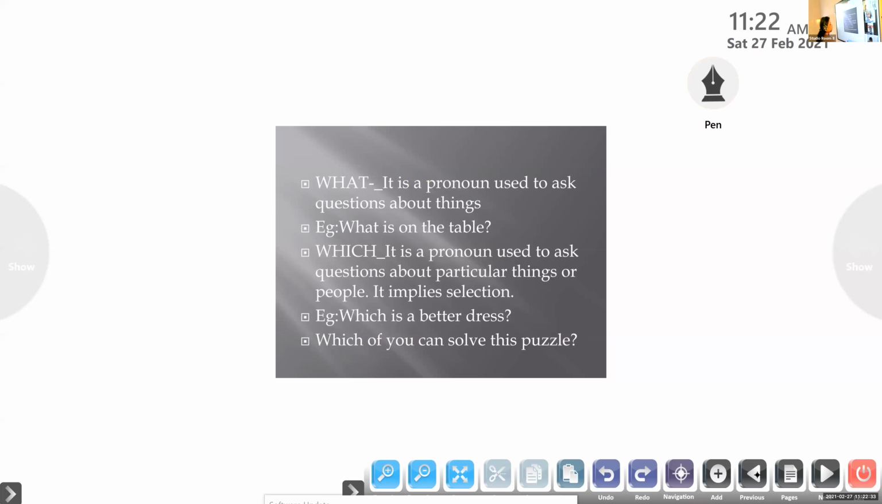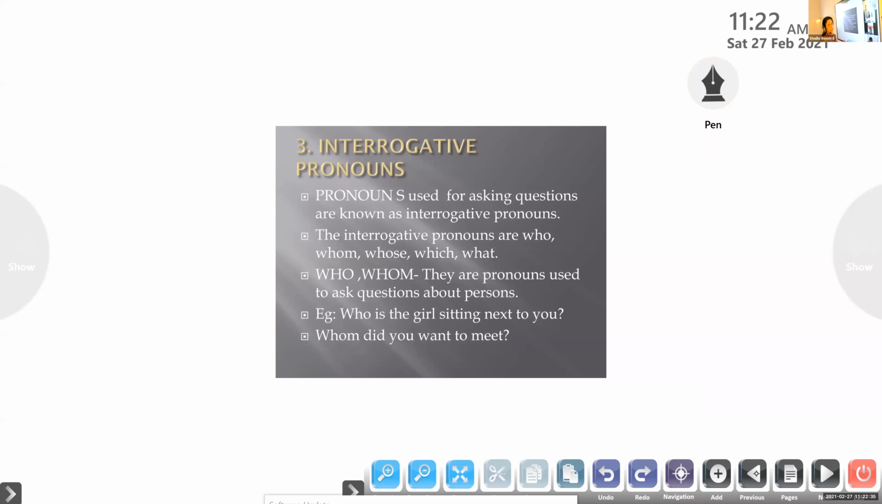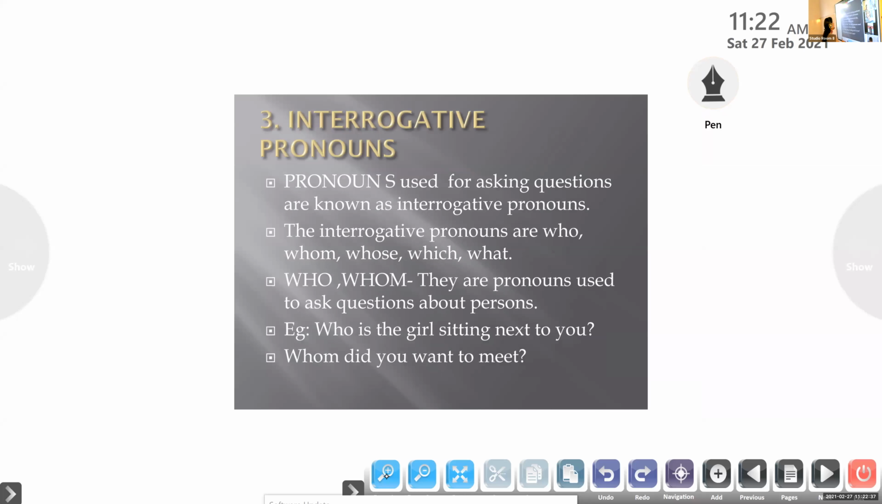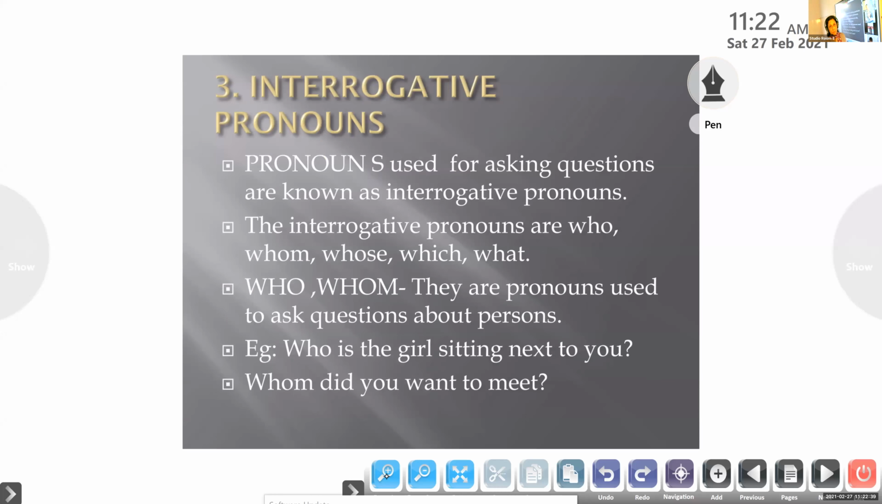Now we'll move on to the interrogative pronouns. That's why I'm moving on to this first, then we'll move on to the personal pronouns, which are very, very important. Now, interrogative pronouns are pronouns. From the name itself, it is very clear that it asks questions.